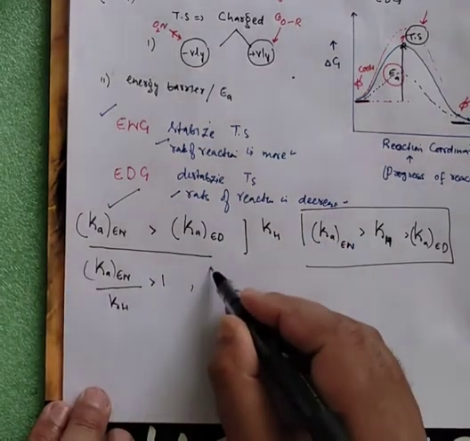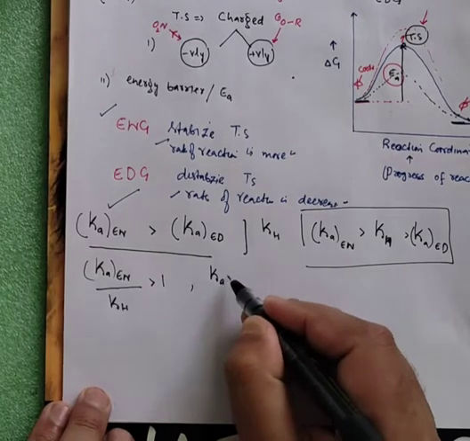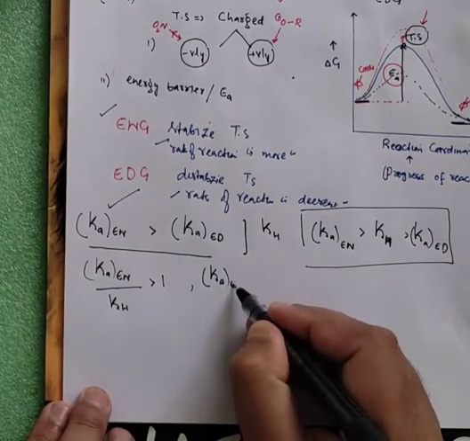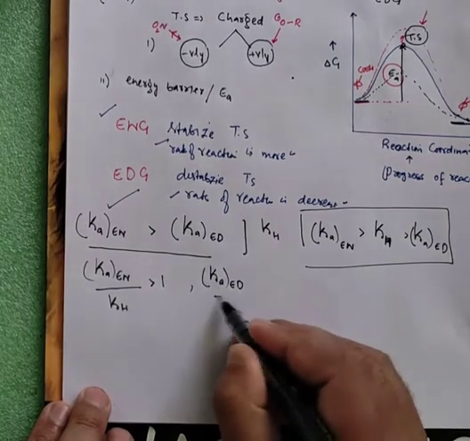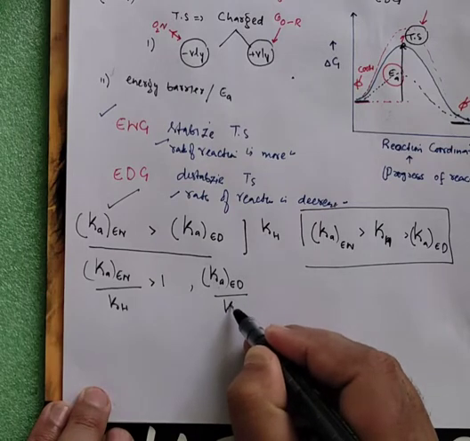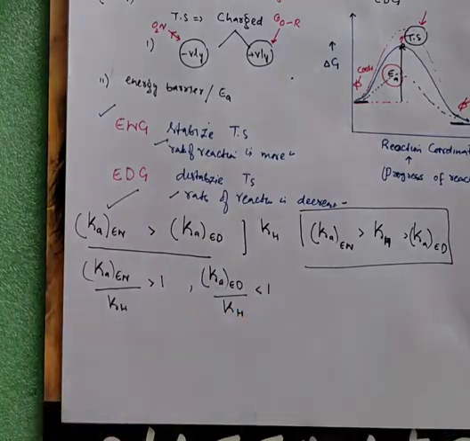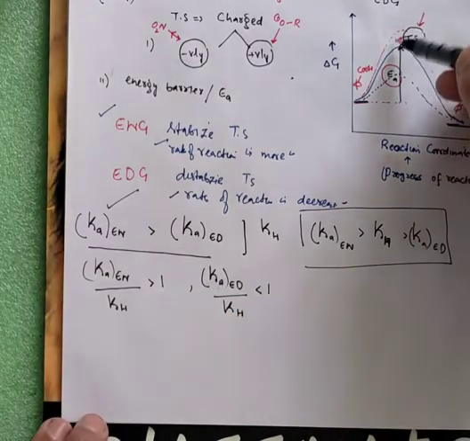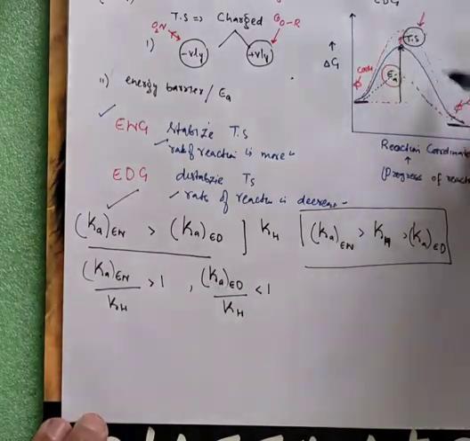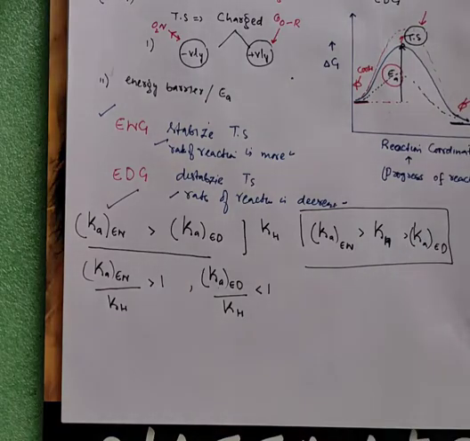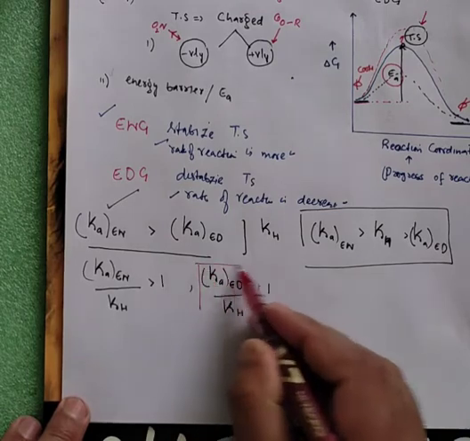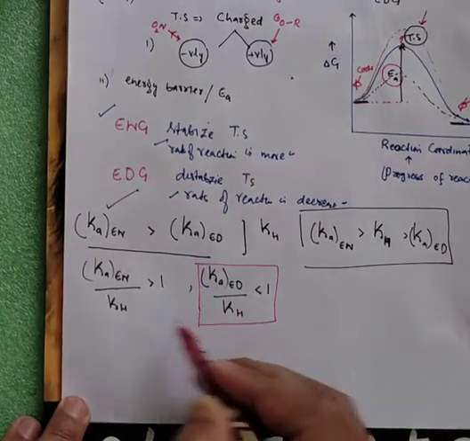Likewise, I will write the dissociation constant or rate constant in the presence of electron donating groups divided by Kh. That will be less than 1, because donating groups destabilize the transition state, increase the activation energy and decrease the rate of reaction. So obviously the ratio is less than 1. Now this is a very important thing, let's keep it here.